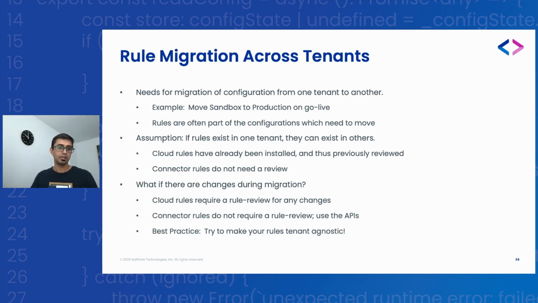So if the cloud rule exists in one tenant, that also need not go through the review process. With that in mind, our engineering has made some recent changes so that we can migrate these cloud rules without the review process. The assumption here is that no changes will be performed for the cloud rules that are already deployed in the tenant. So the connector rule does not need any kind of review.